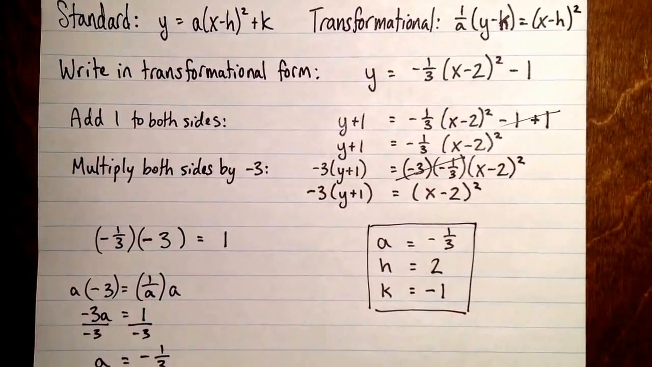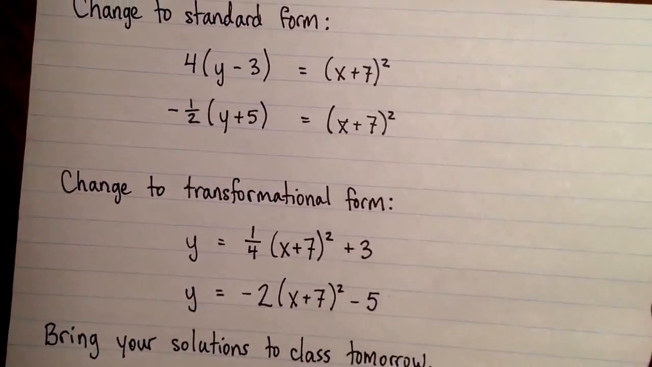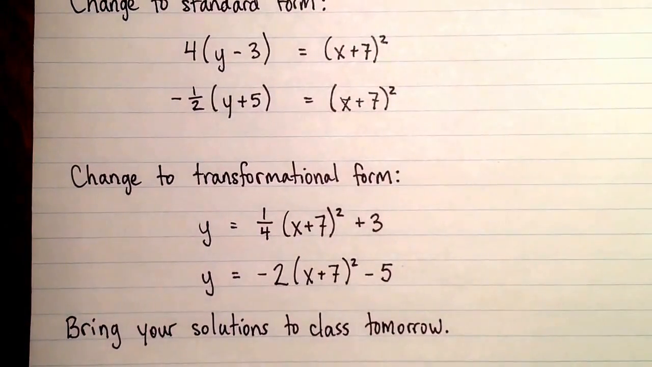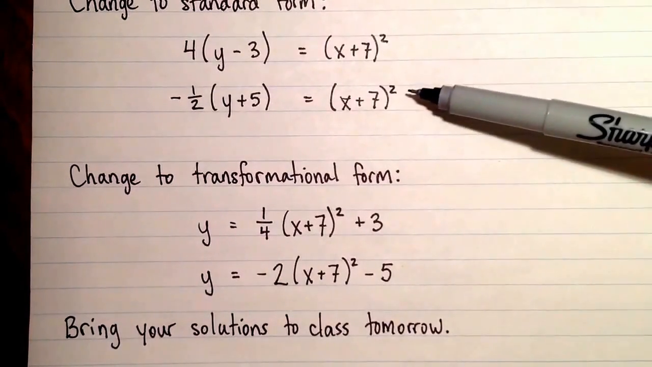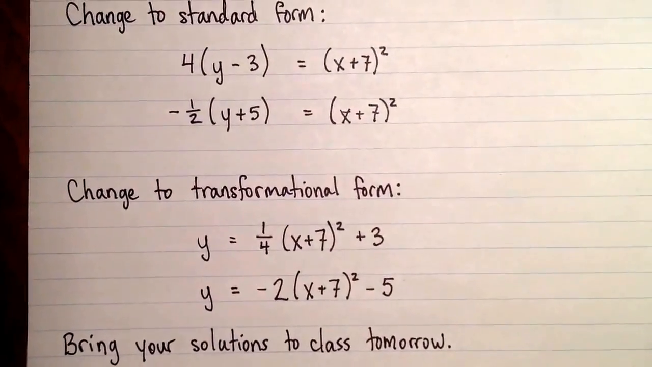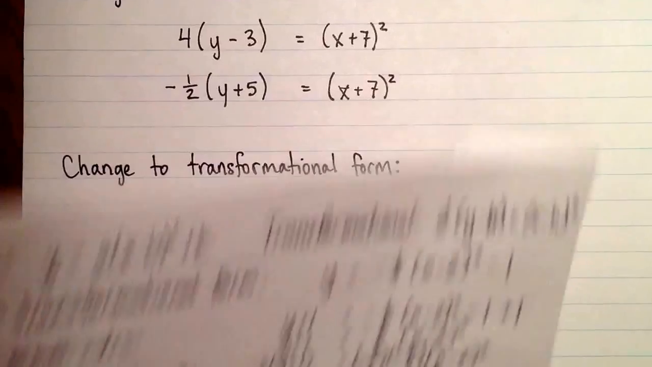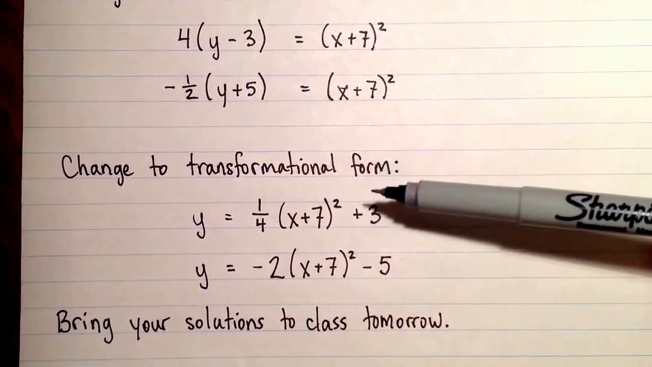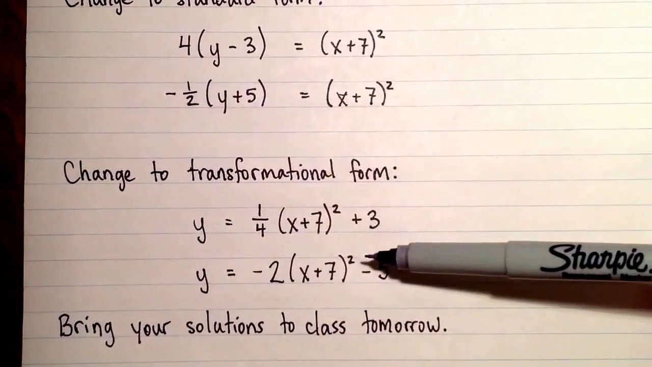Okay, I've got 4 homework questions for you. They shouldn't take very long at all, maybe 10 minutes, depending on how good or rusty your algebra is. The first 2 questions are currently in transformational form, and I want you to write them in standard form. I need you to write down all the steps, and write like I did. Add 1 to both sides, multiply both sides by negative 3, or whatever it is you're doing. The other two are in standard form, so change them to transformational form.